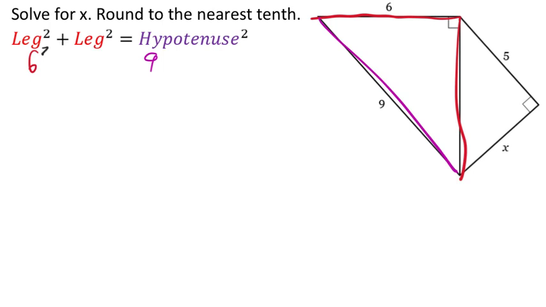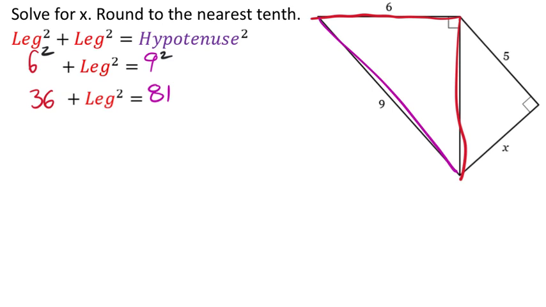So we're going to take 6 to the power of 2, and we're going to add the leg squared there, and that should equal 9, the hypotenuse, squared as well. So just old-fashioned evaluation here, so we can use the calculator. 6 to the power of 2 is 36, and 9 to the power of 2 is 81, 9 times 9. So now we have this new equation: 36 plus the leg squared equals 81.